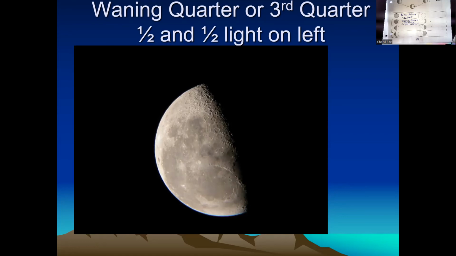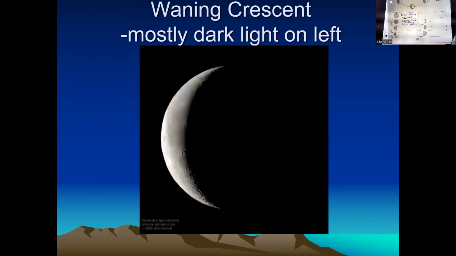And the last one we've got there, it's mostly dark with just that letter C peeking out. And that is a crescent. And because the light's on the left, this is a waning crescent.